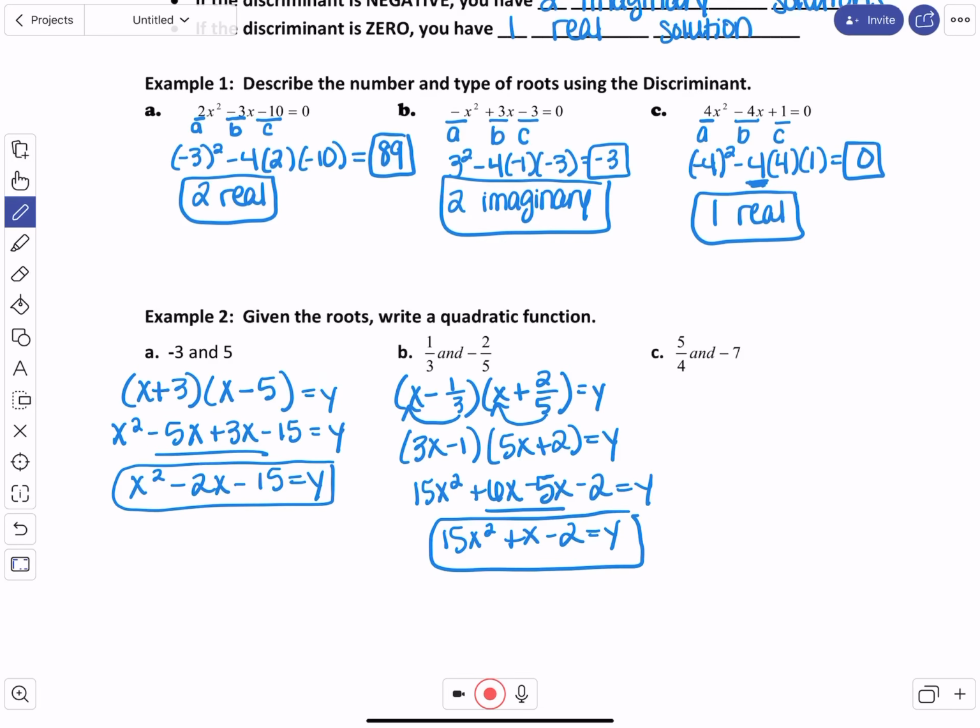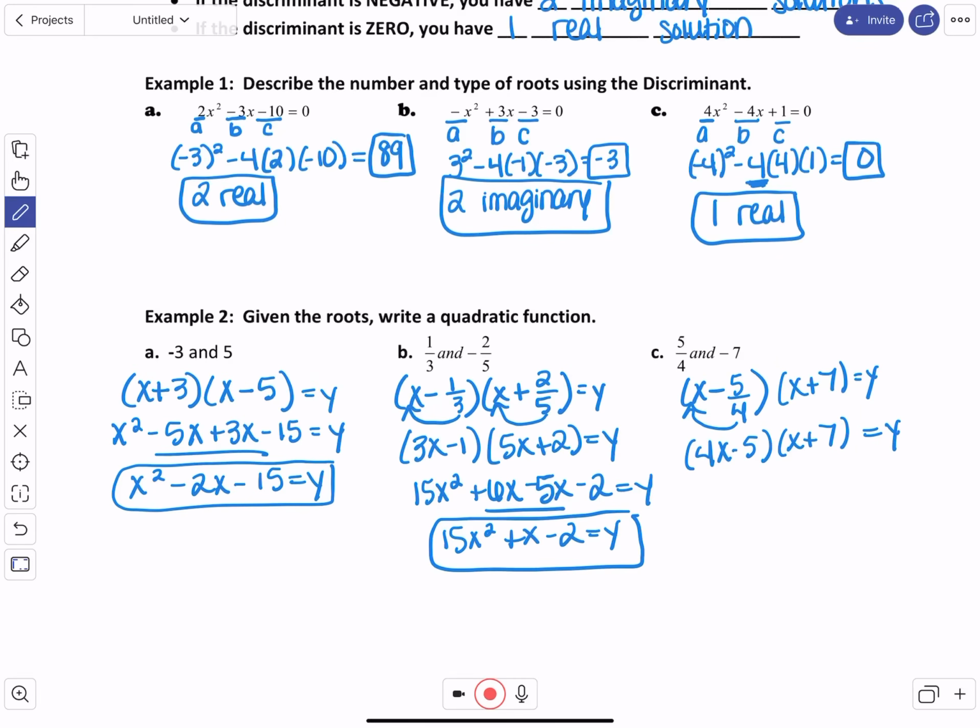All right, last one, like this. We'll do x minus 5/4, because remember we're doing opposite signs, and we do x plus 7 equals y. Since we have a fraction, you do bottoms up, 4x minus 5, and just rewrite x plus 7.